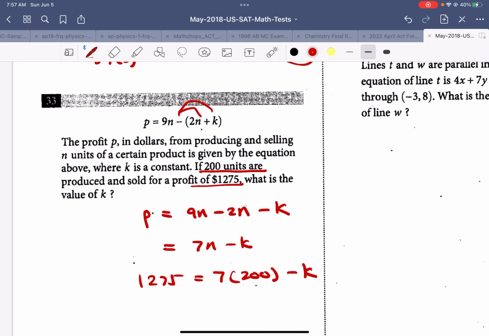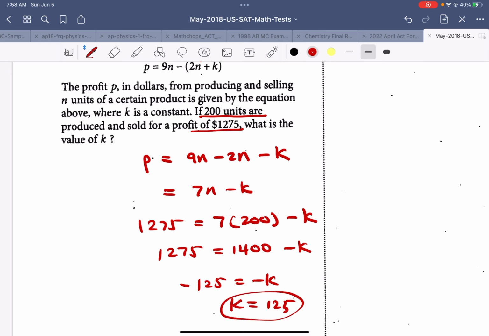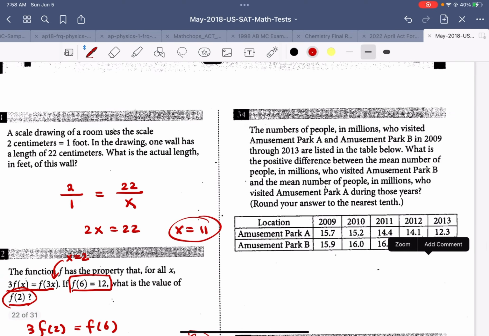So 1,275 equals 1,400 minus K. When you subtract 1,400 from both sides, negative 125 equals negative K. So K is 125. So that should be the answer. Okay, just plug it in. Number 34.